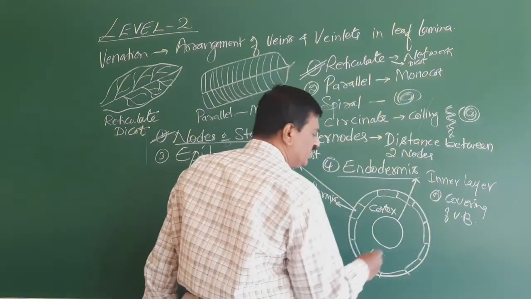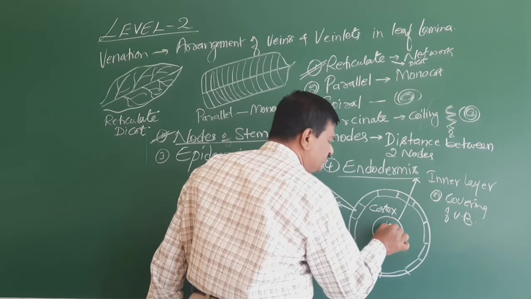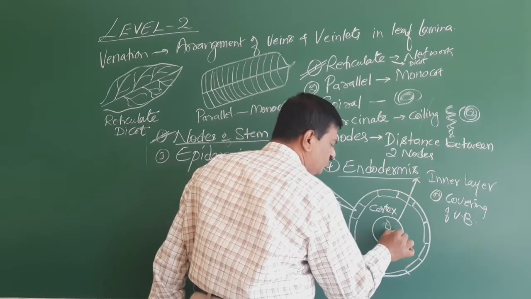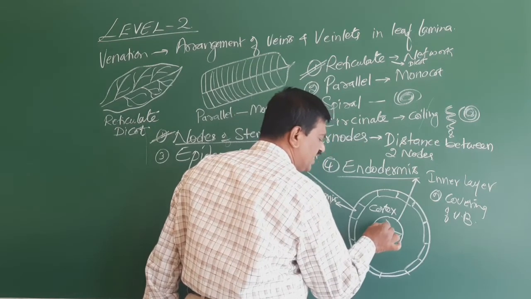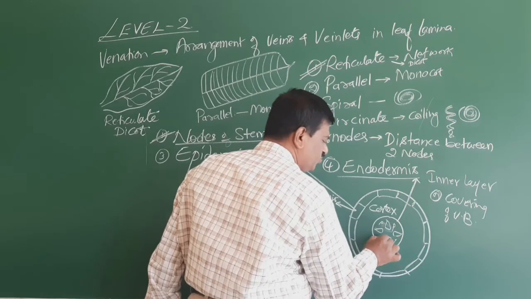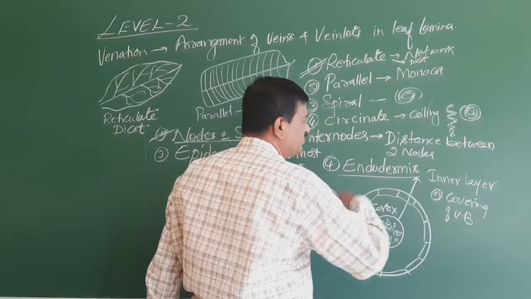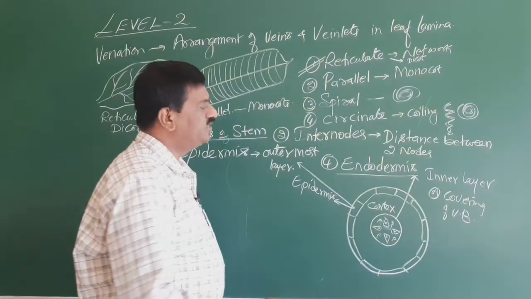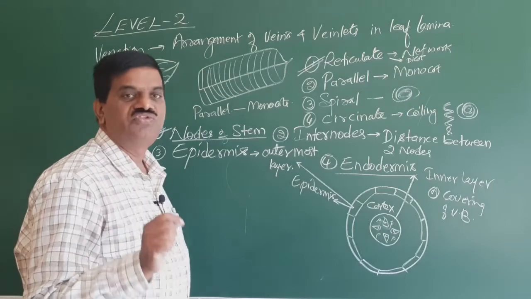Here we are going to see that there is a presence of 4 patches of xylem and 4 patches of phloem in a dicot. So this is xylem and this is phloem. There is a presence of 4 patches of xylem and 4 patches of phloem, hence it is usually called endodermis. So here the right answer is nodes of the stem.